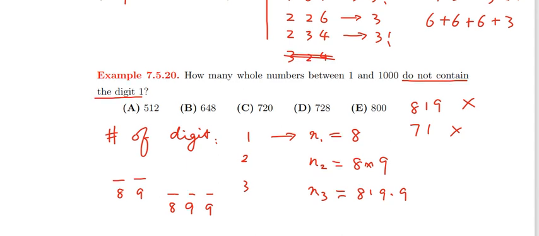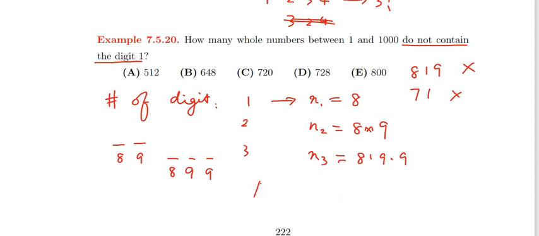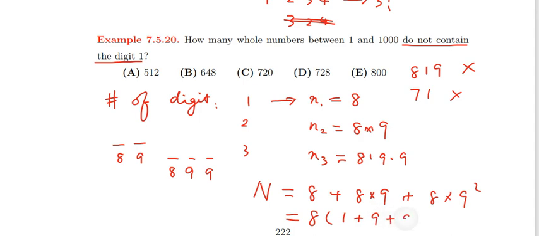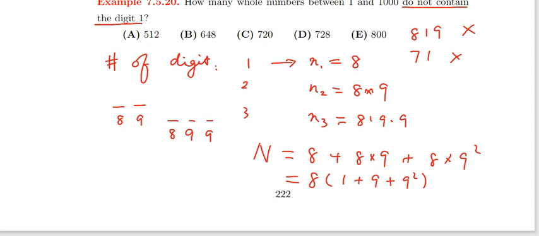So totally how many ways? We just add them up, right? So equals 8 plus 8 times 9 plus 8 times 9 squared. Okay, so we can factor this as 8 times (1 plus 9 plus 9 squared), which equals 1 plus 9 plus 81, which is 91, right? So 8 times 91. But anyway, so we can find this.